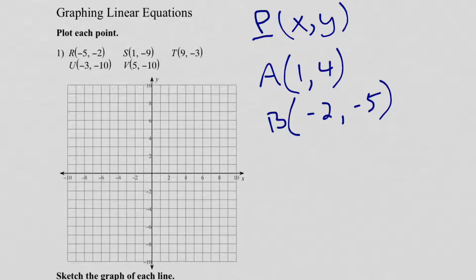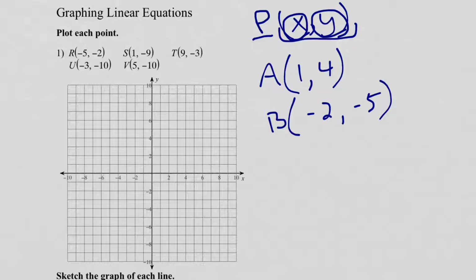Sometimes the points have names indicated by a letter, and it's just like Battleship. You have a set of instructions here. How far do I go over on the x-axis, and how far up or down do I go on the y-axis when I'm going to plot the point? So we'll look at our first one here. We've got point A is at 1, 4.